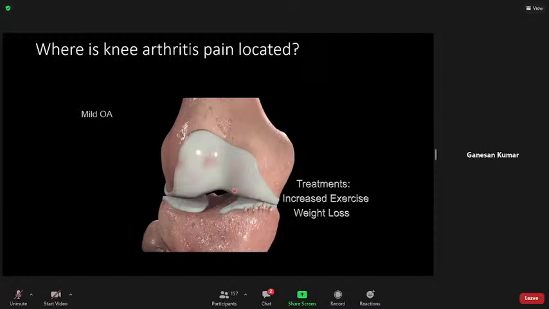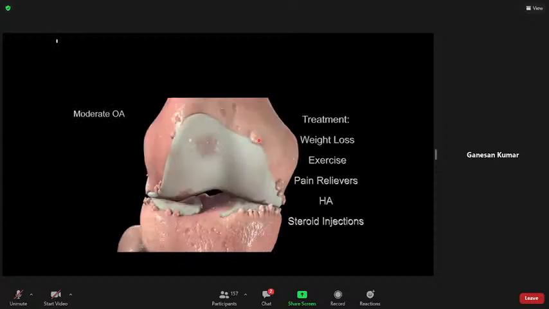And when you look at moderate, you can see osteophyte formation, which is a normal process of calcium degeneration and regeneration. So this can come into your articulating surface and cause further damage to the cartilage when you do a range of motion. So these osteophytes themselves can cause damage to the cartilage.